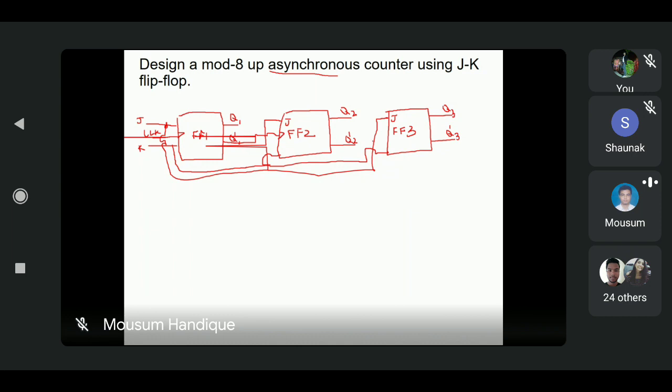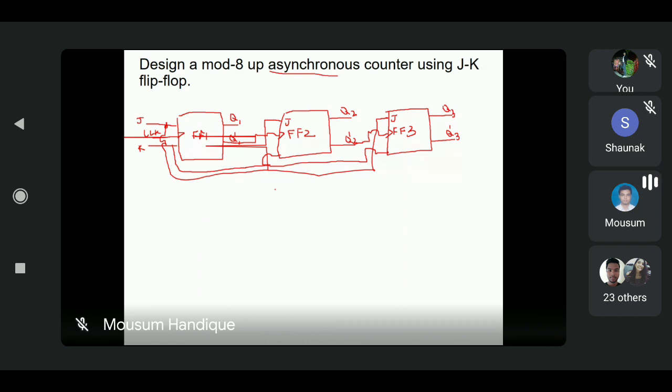Okay, and also what happens? This particular Q2 bar, this Q2 bar also we are connecting to the next flip-flop. That's all. So this is the circuit we can easily design. What is the advantage of this one? We can easily design it.